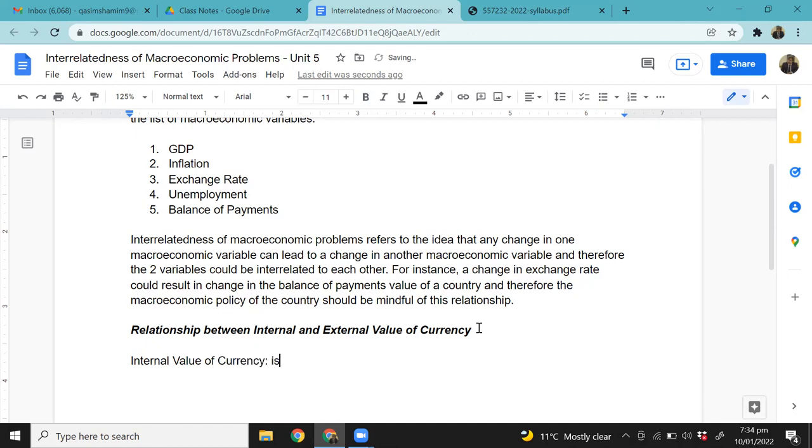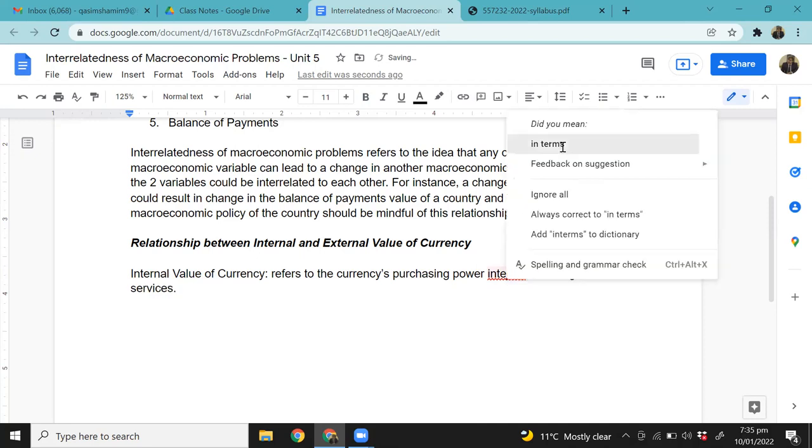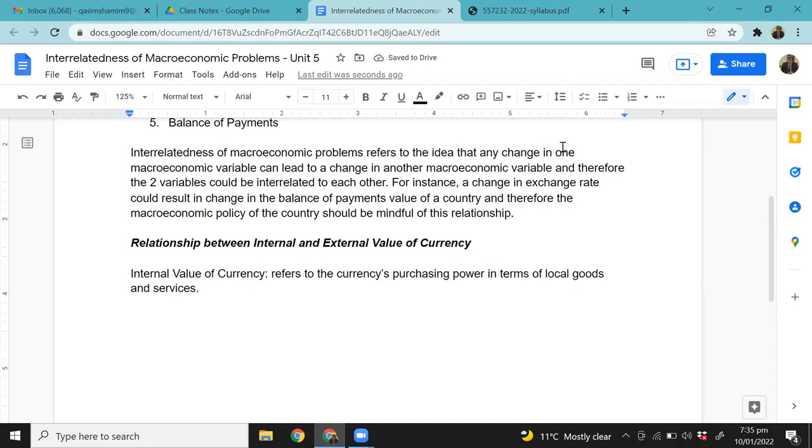Internal value of currency is the purchasing power. Let's write it down like this. Internal value of currency refers to the currency's purchasing power in terms of local goods and services. So that's what it means. Internal value of currency refers to the currency's purchasing power in terms of local goods and services.